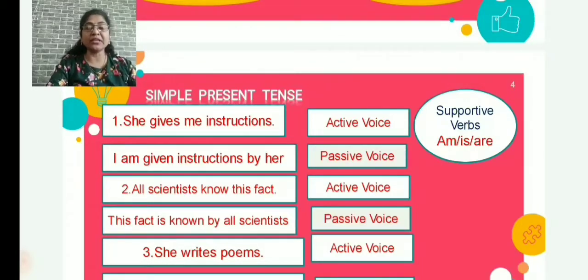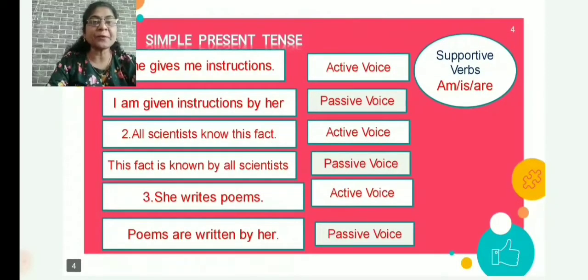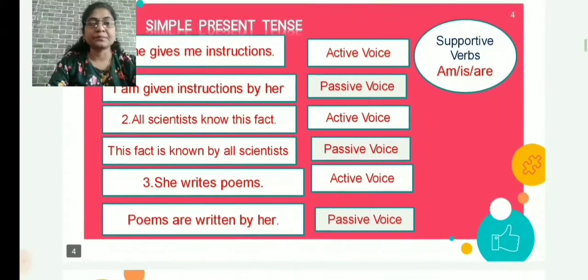Now is, known, that is the V3, the past participle of the verb, then by, then the subject, all scientists. "She writes poems," active voice. She is the doer in the sentence, writes is the action, poems is the object. Poems is plural, right? When it has come in the place of subject, definitely we have to add a supportive verb, and we will use are. "Poems are written by her." I think it is clear to all.